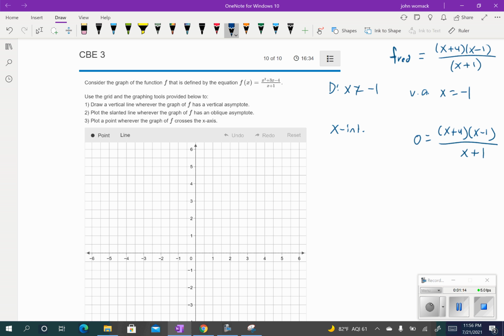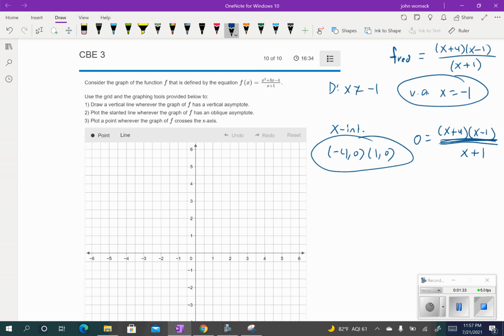Okay, just think about this. If I have a fraction equal to 0, that only happens if the top equals 0. So what would make x plus 4 equal to 0? That'd be at -4. And what would make x minus 1 equal to 0? +1. So I've got my x-intercepts, that's number 3. And then I just need to find the oblique asymptote.